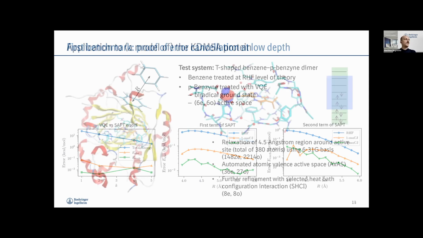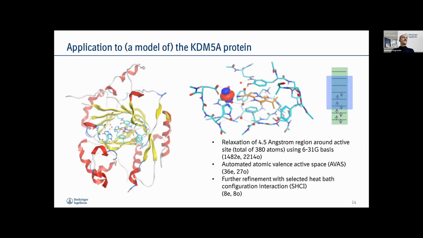So then off to our model system. We'll be treating a model of the KDM5A molecule, and this molecule is important for breast cancer, for instance. And here you can see that there's heavy classical quantum chemistry involved to get this from these thousands of electrons, well, 1,400 electrons and 2,000 orbitals, into the final form, which is 8 electrons and 8 orbitals.